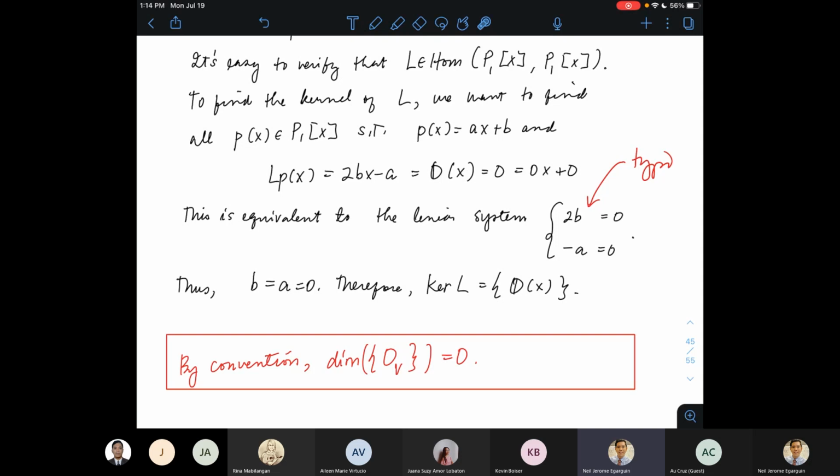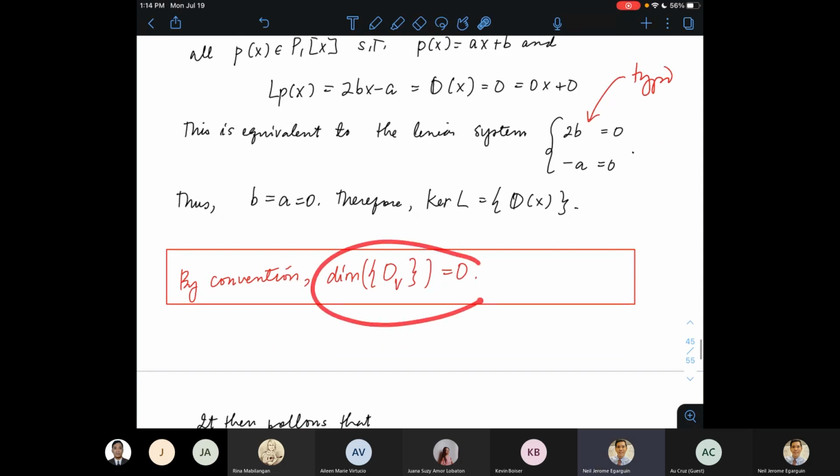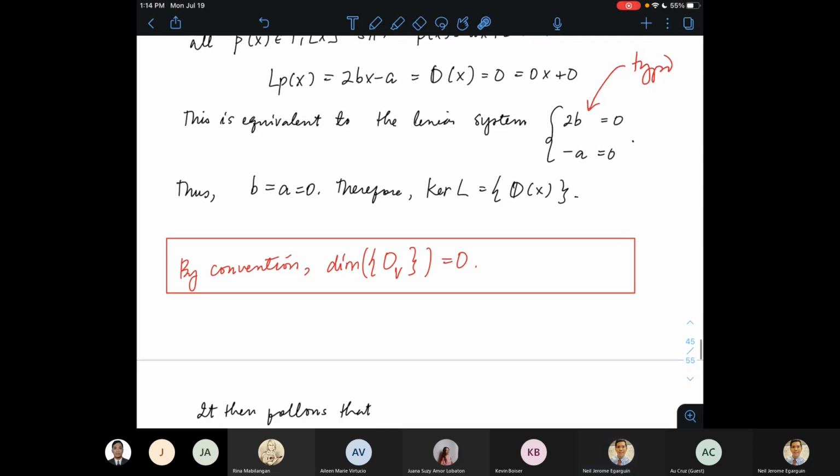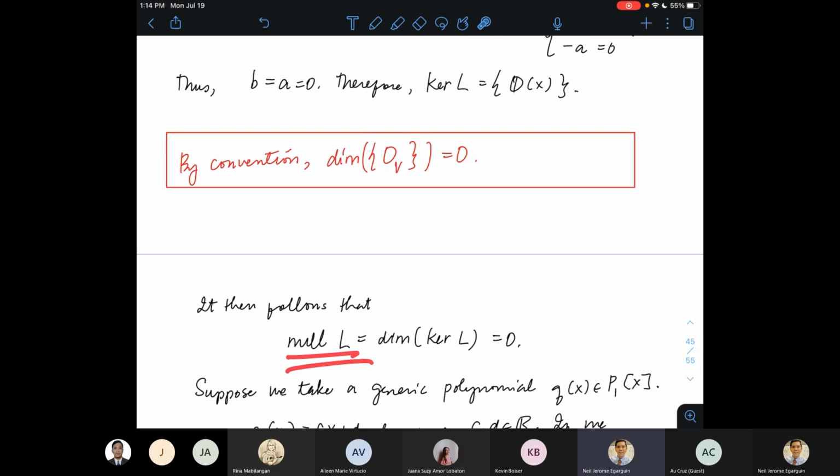Okay? And then by convention, we say that, I don't know if we mentioned it earlier, but by convention, we say that the dimension of the set containing the 0 vector is just 0. Okay, so that's our convention. So therefore, we say that the nullity of L is equal to 0 because the kernel is just a trivial vector space, and by convention, the dimension of the trivial vector space is equal to 0. So nullity is 0. All right.